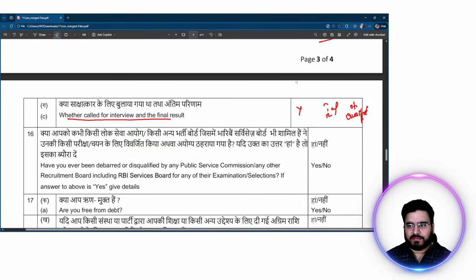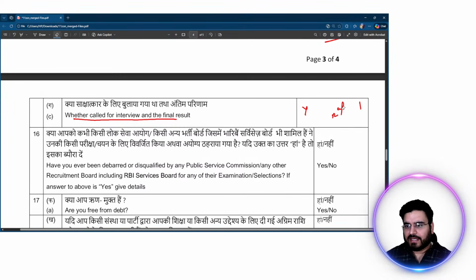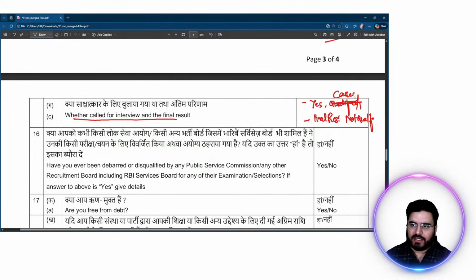It would be better if you write like this. Just give me a minute. Okay, so you can mention yes, qualified, and here the final result you can mention: not qualified, right? Or yes, called, not qualified, yes, called for the interview.